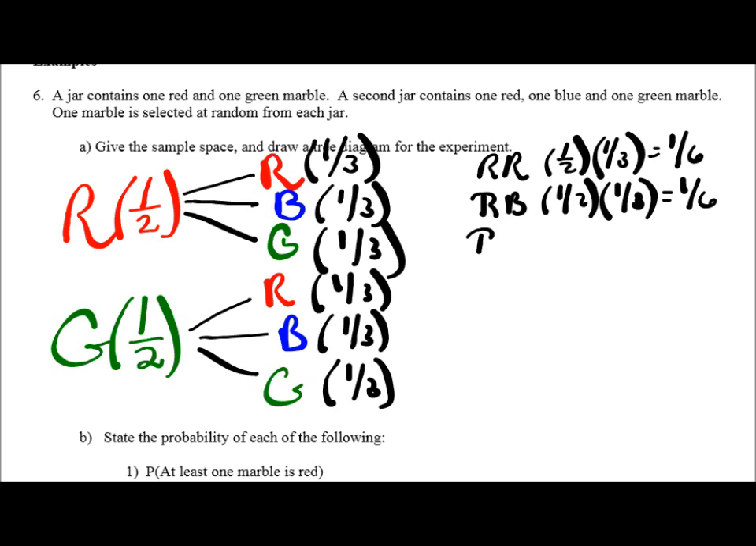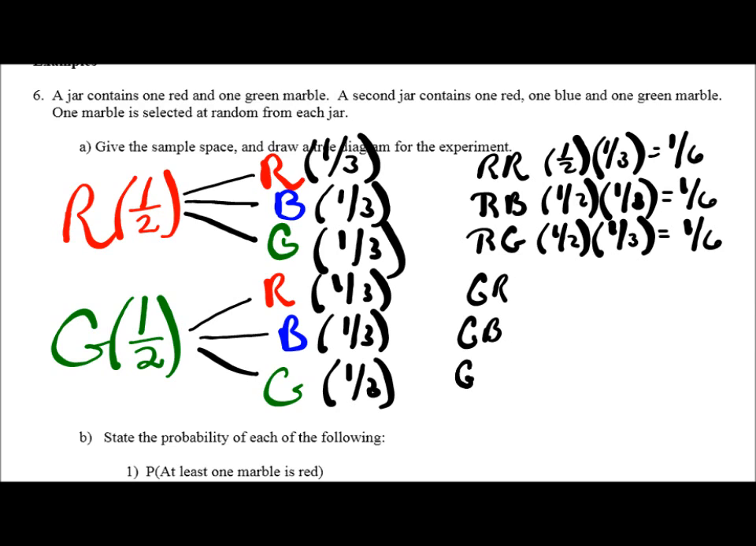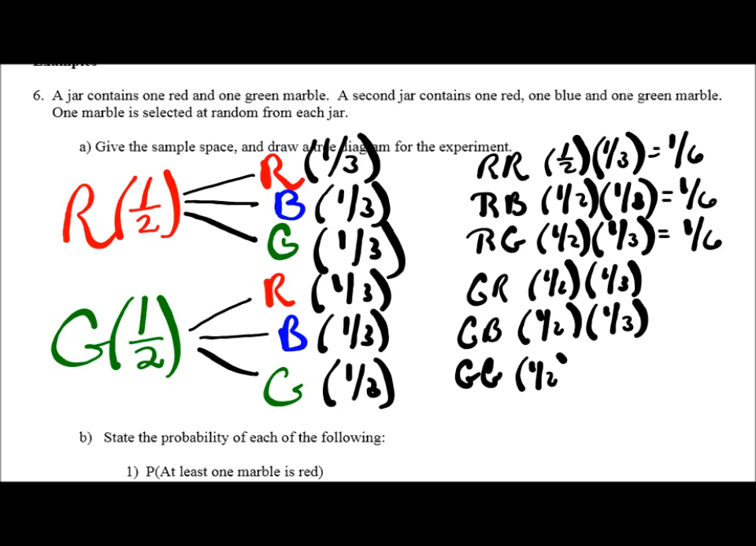And we'll just continue along. Getting a red one and then a green one. 1 out of 2 chance of getting the red. 1 out of 3 chance of getting the green in the second jar. Gives me 1 out of 6. And I just continue across green, red, green, blue, green, green, and I calculate the probabilities in my sample space. And by the convenience of the numbers here, they just happen to be 1 out of 6 each time.